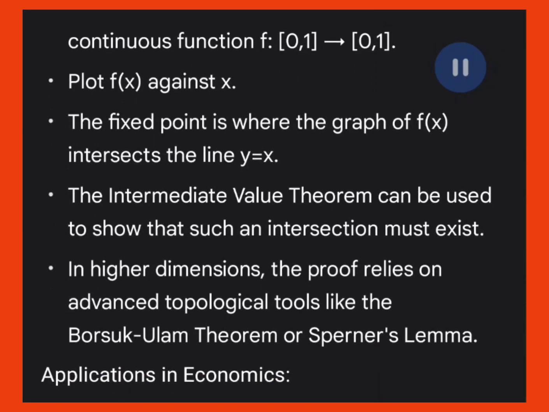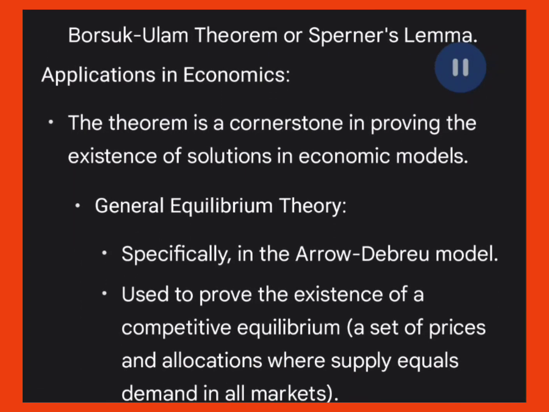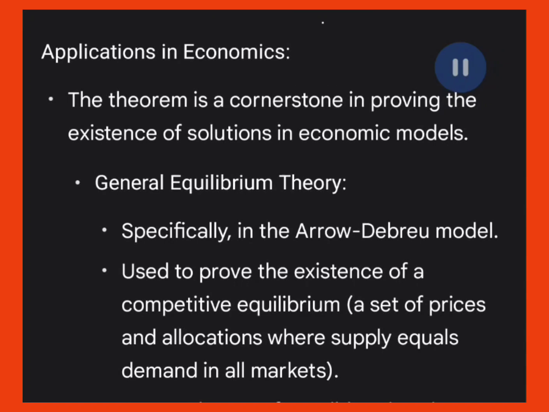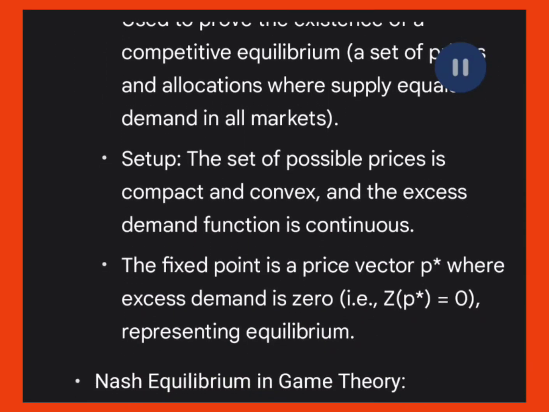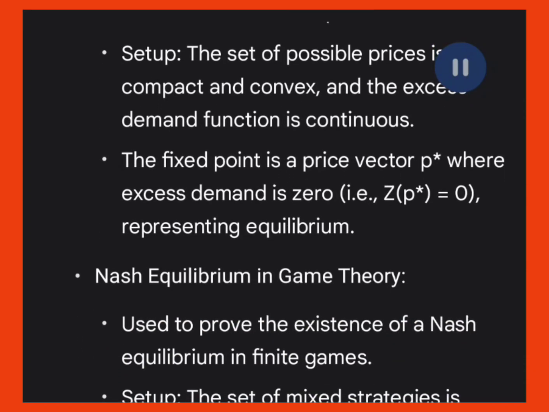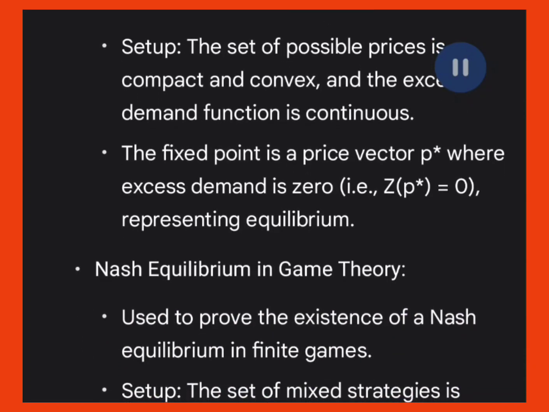Applications in economics. The theorem is a cornerstone in proving the existence of solutions in economic models. General equilibrium theory, specifically in the Arrow-Debreu model, used to prove the existence of a competitive equilibrium, a set of prices and allocations where supply equals demand in all markets. Setup. The set of possible prices is compact and convex, and the excess demand function is continuous. The fixed point is a price vector P, where excess demand is 0, i.e., Z(P) = 0, representing equilibrium.